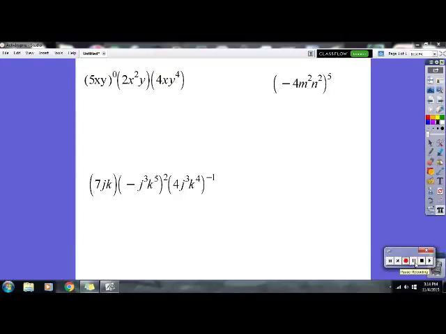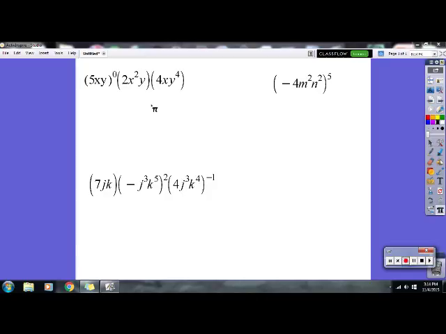Hello, this is Mrs. Taylor, and I'm going to show you how to apply the exponent rules to simplify products. I have three examples here. All are products because all are being multiplied. If you have parentheses and nothing between the sets of parentheses, that means multiplication. And you have to remember your order of operations with these.